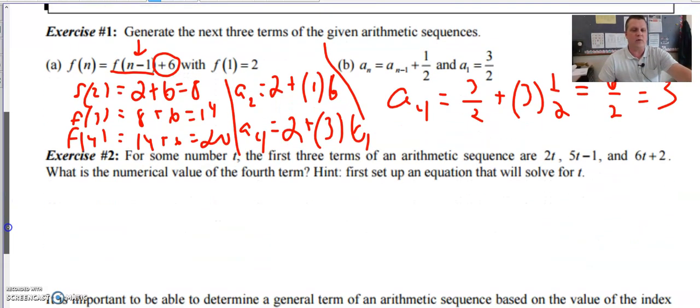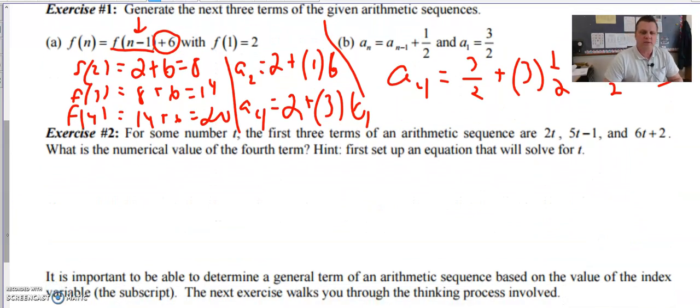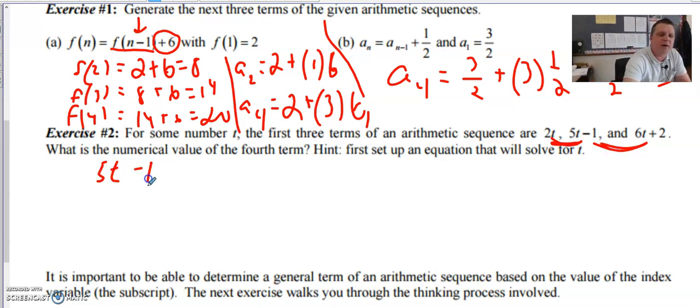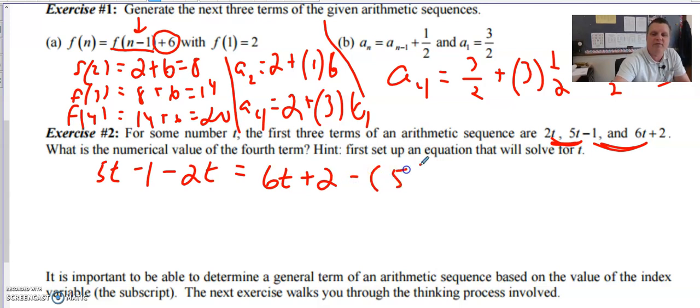Now, some number t, the first three terms of the arithmetic sequence are 2t, 5t minus 1, and 6t plus 2. What is the numerical value of the fourth term? So we want to solve for t. What should happen is the difference from the first to second should equal the difference from the second to the third. So I have 5t minus 1 minus 2t will equal 6t plus 2 minus (5t minus 1). You've got to put it in parentheses because you have to distribute it through.